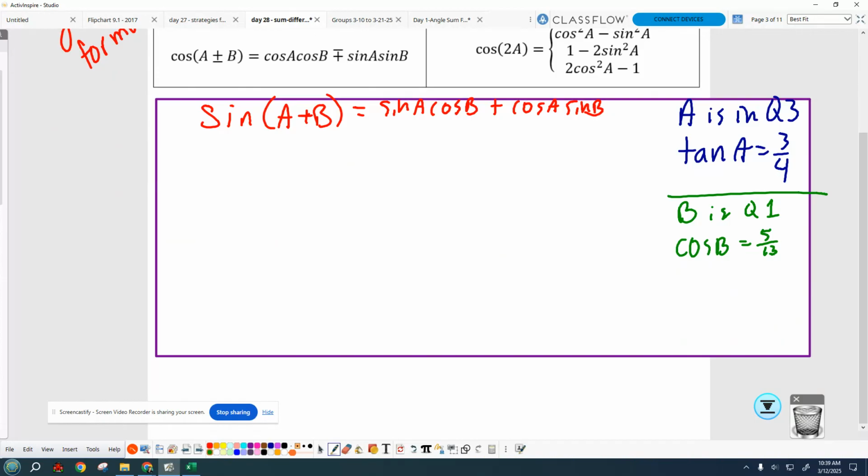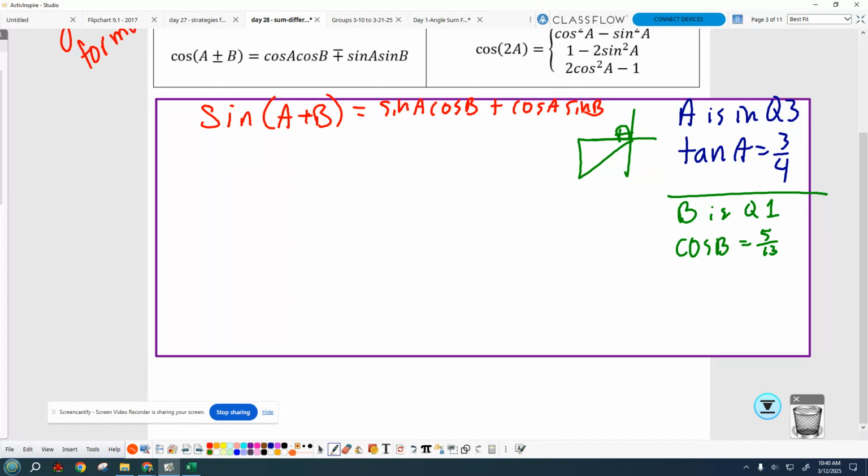So I need to know sine of A. Looking at this information, do I know sine of A? No? Okay. What can I do to figure that out? Yeah, Pythagorean theorem. So before doing that, I need to draw the triangle in the correct quadrant. What quadrant is it in? Emery picked 3. So this is angle A.